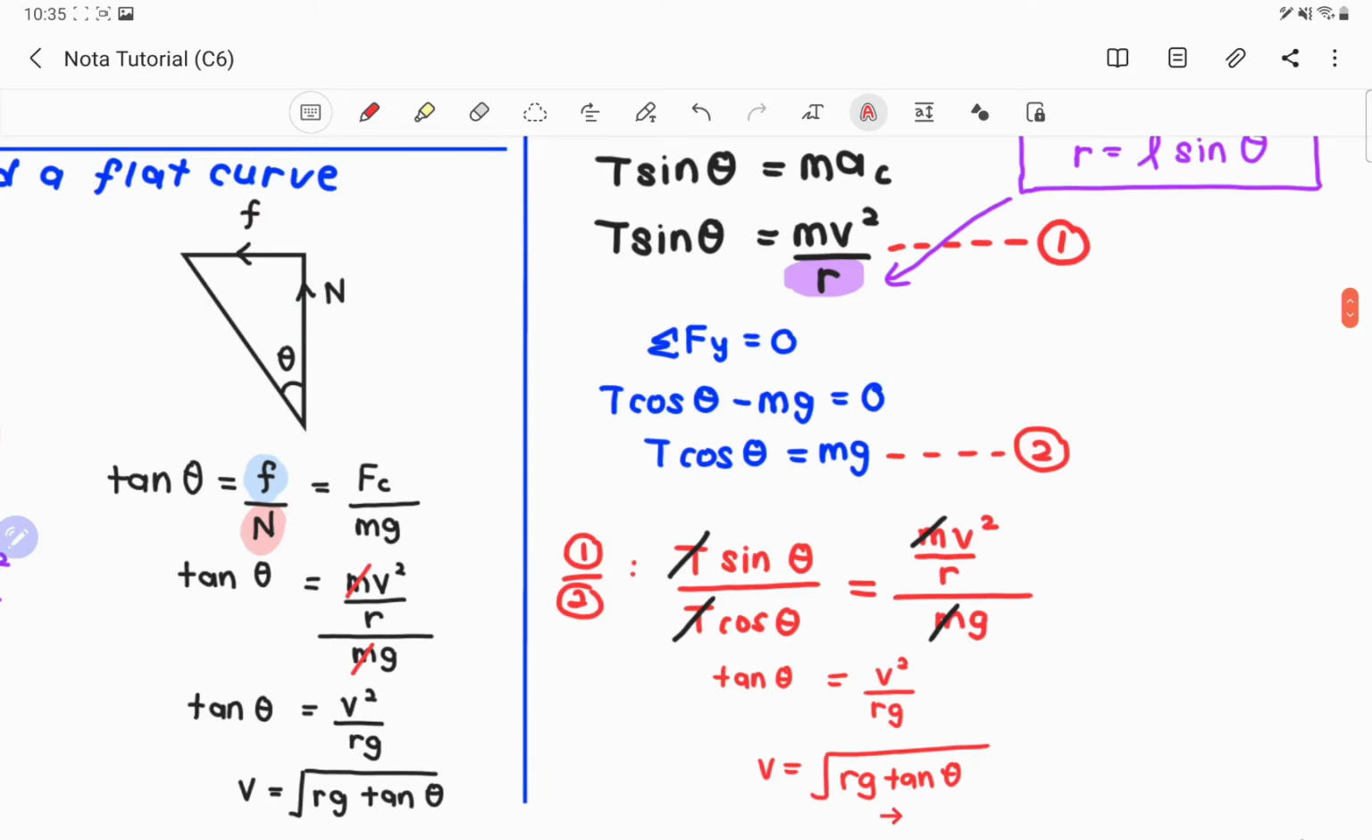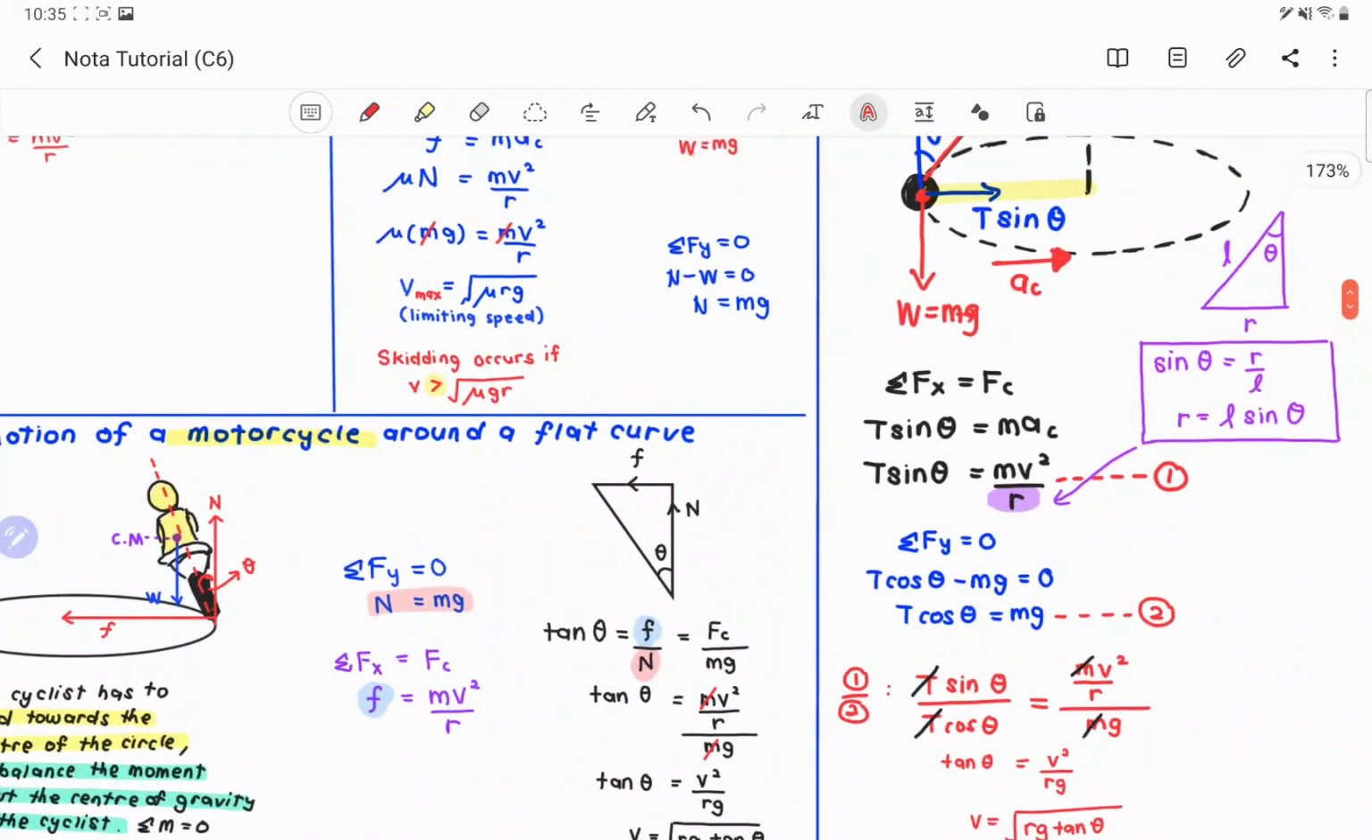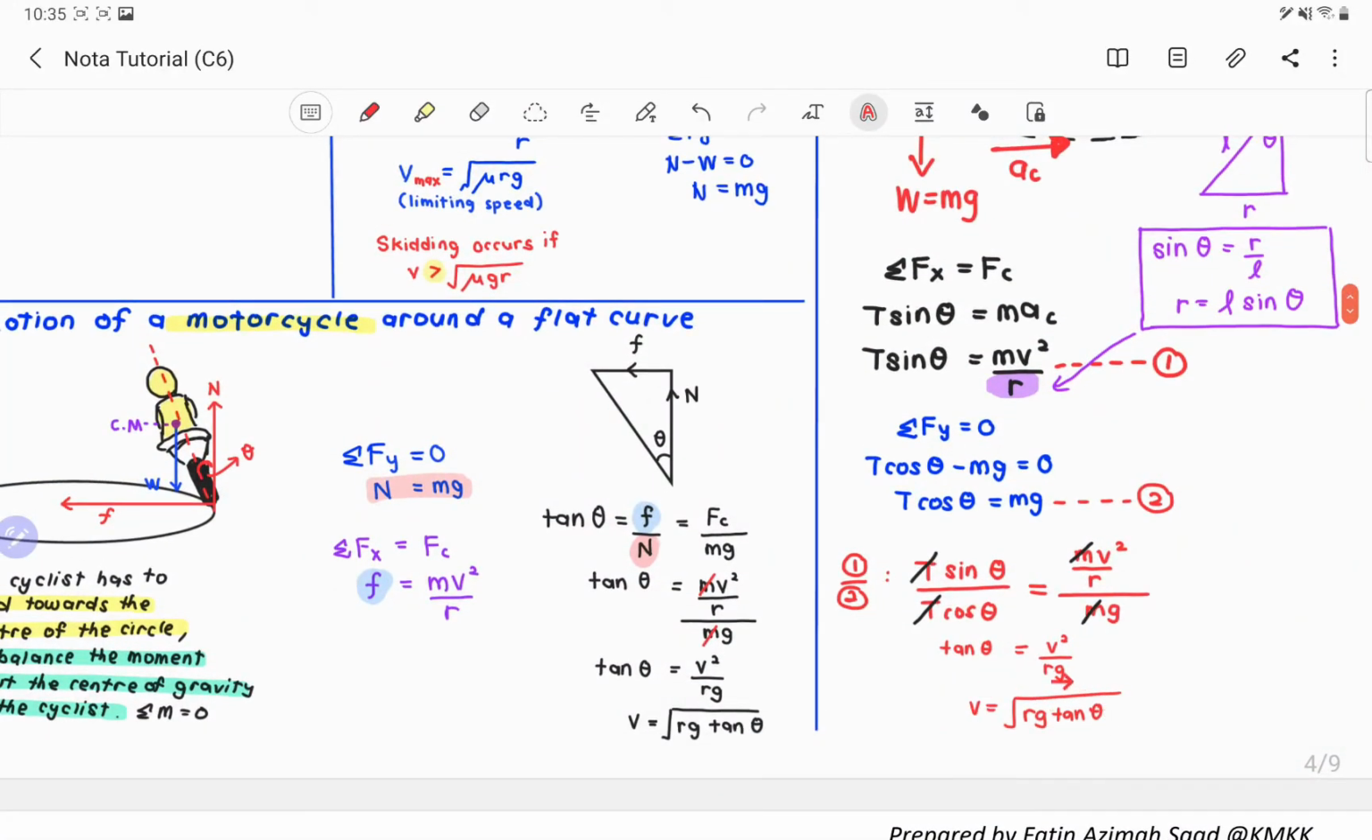Okay, for conical pendulum, kita ada formula lain, square root of R g tan theta. Okay, not advisable for you to memorize. You need to understand from the FPD. Kita buat FPD, kemudian kita simplifikan kita punya equation, kita akan dapat ni lah.